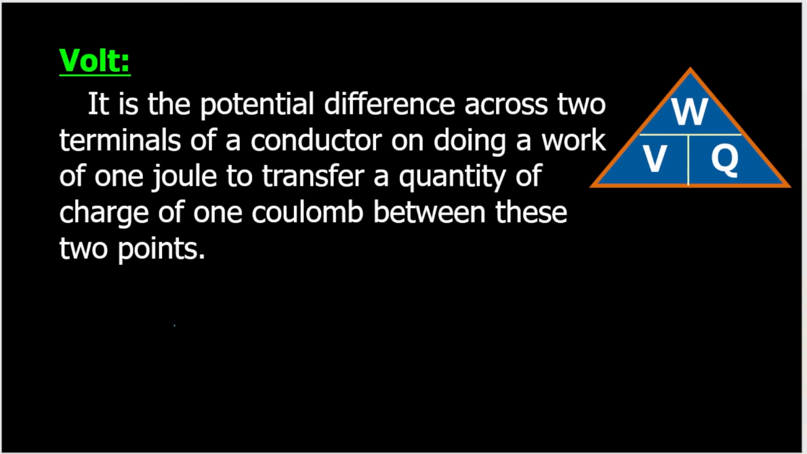What's meant by volt? Volt is the measuring unit of the potential difference, and potential difference equals the work done over the quantity of charge. So what's meant by 1 volt? It is the potential difference between 2 points, for example point A and point B.